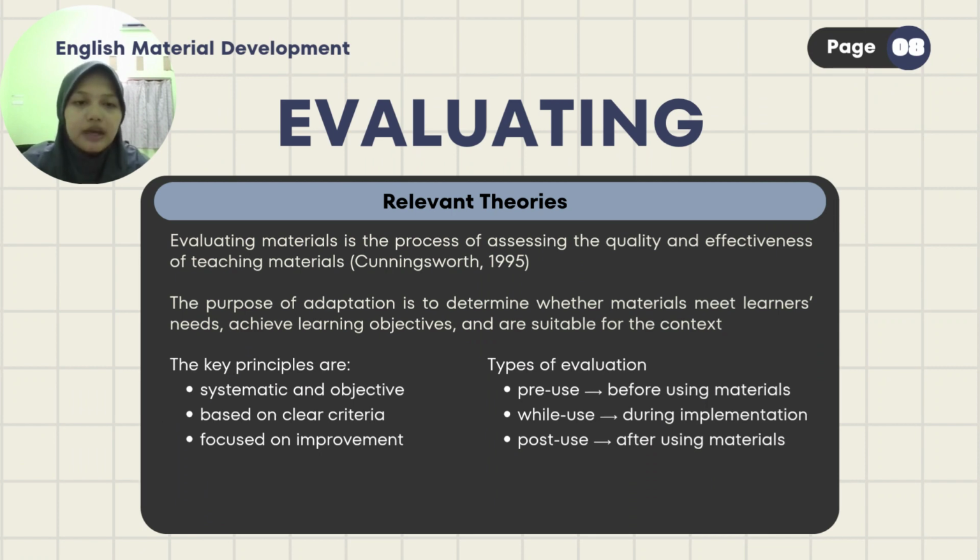There are three types of evaluation. The first one is pre-use, which is before using materials, and then while-use, during implementation, and the last one is post-use, which is after using materials. And the principles are systematic and objective, based on clear criteria, and focused on improvement.